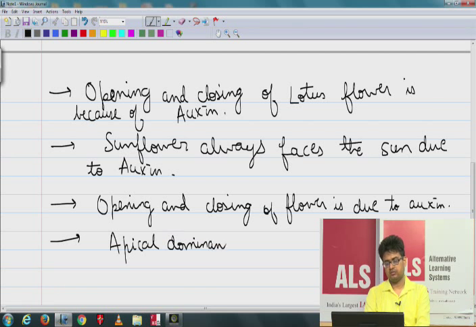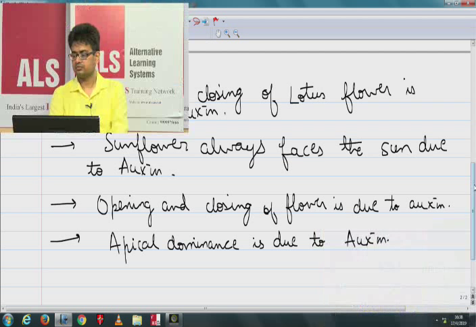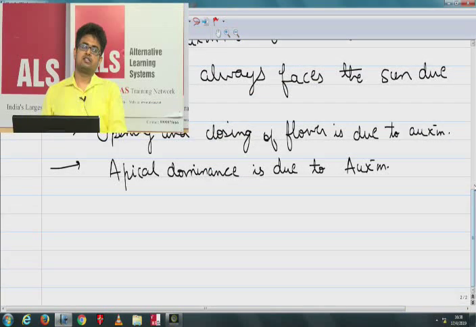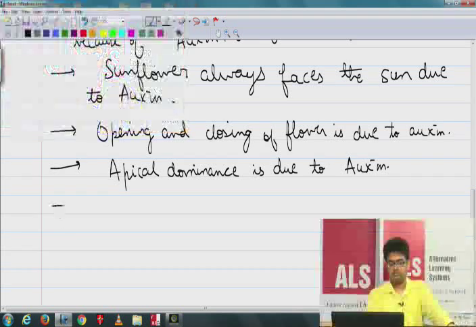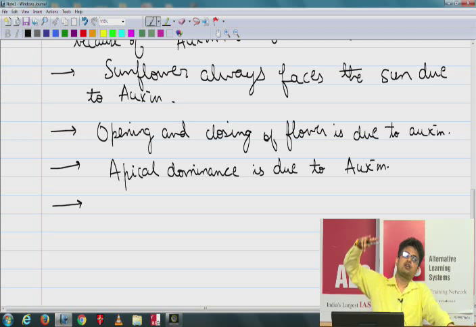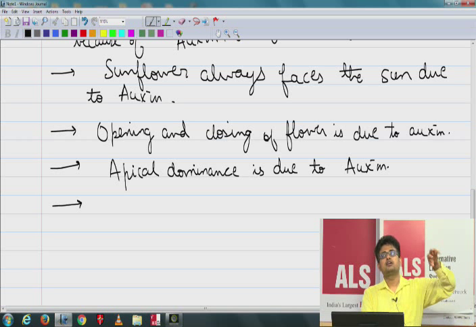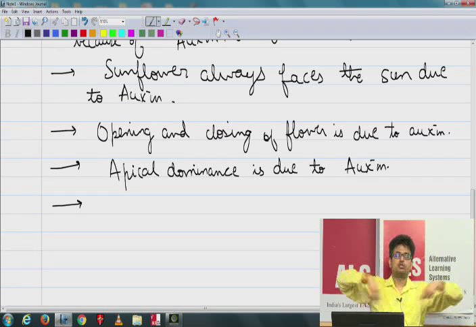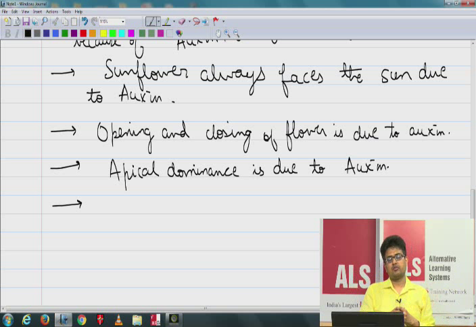Apical dominance is due to auxin. If apical dominance is due to auxin, then what does it mean? Auxin is synthesized in the apical meristem, so if we cut the top part, then apical dominance will end and the lateral branches will grow, and the plant will acquire a bushy habit.